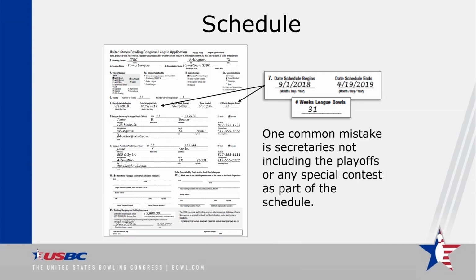Box 7 asks for you to enter the start date, end date, and number of weeks. While this is straightforward, one common mistake is secretaries not including the playoffs or any special contest as part of the schedule. If the league conducts a playoff or has a year-end sweeper, in order to make sure award scores rolled earn the appropriate award, include that week on the certification form.